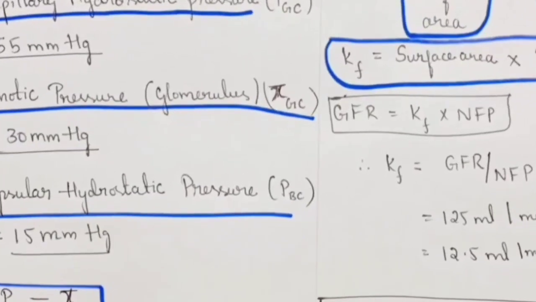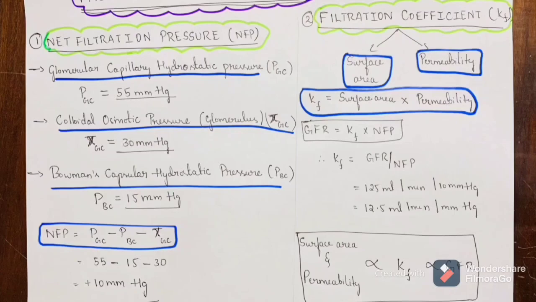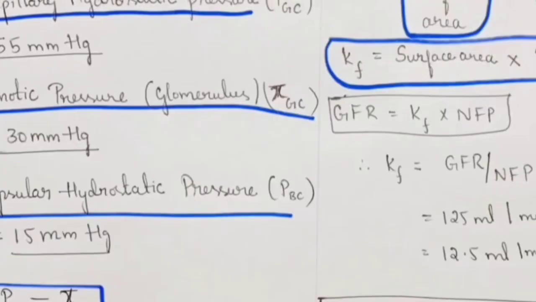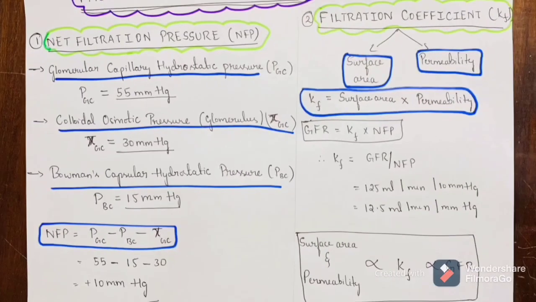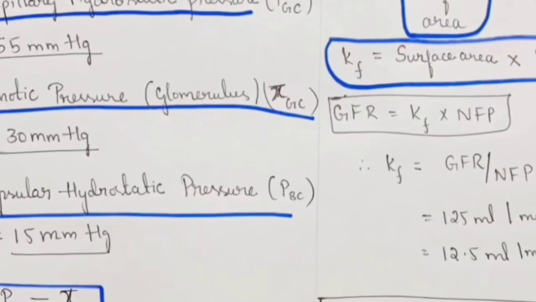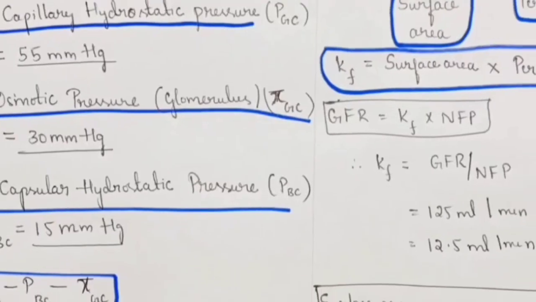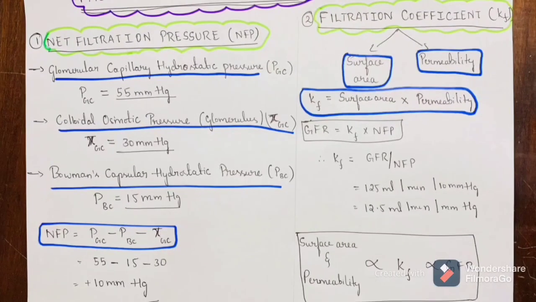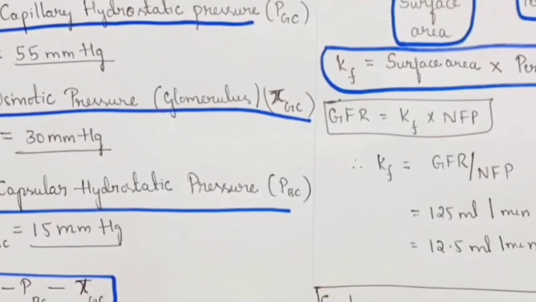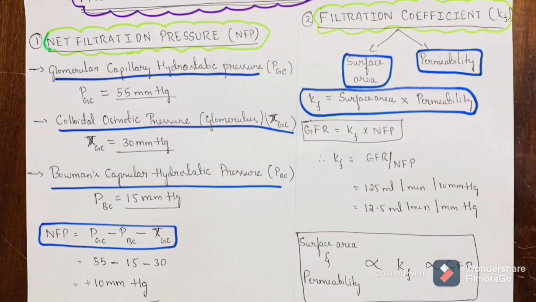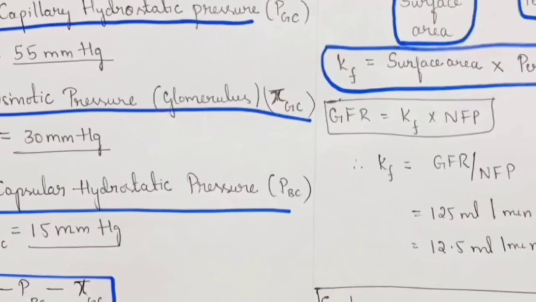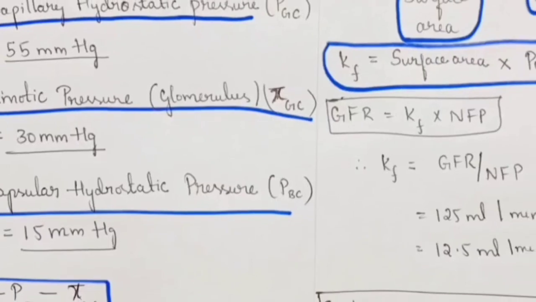Now let us see what are the factors affecting the glomerular filtration rate. The first factor is net filtration pressure, that is NFP. Glomerular capillary hydrostatic pressure, PGC, is the force which facilitates the filtration. It is 55 mm of Hg. Next, Bowman's capsular hydrostatic pressure, PBC, is the force which opposes the filtration, that is 15 mm of Hg. And next is colloidal osmotic pressure, which helps to retain the fluid in the glomerulus but still opposes the filtration, that is 30 mm of Hg. So we can calculate net filtration pressure as PGC minus PBC minus the colloidal osmotic pressure. It comes to positive 10 mm of Hg.